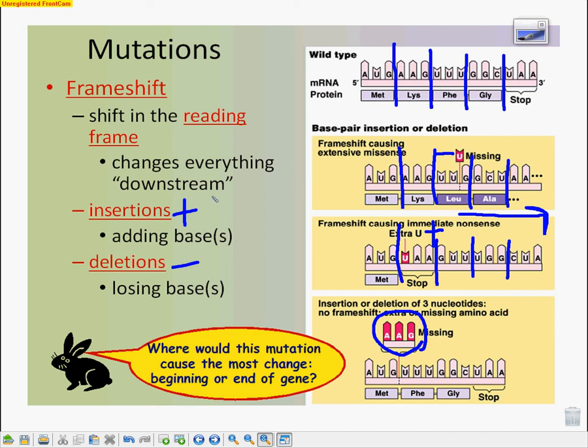And what I meant about this downstream idea is it changes everything from that point on. The whole reading frame is different. So here's a question for you. Where would this mutation cause the most change? If it would happen at the beginning or the end of a gene?